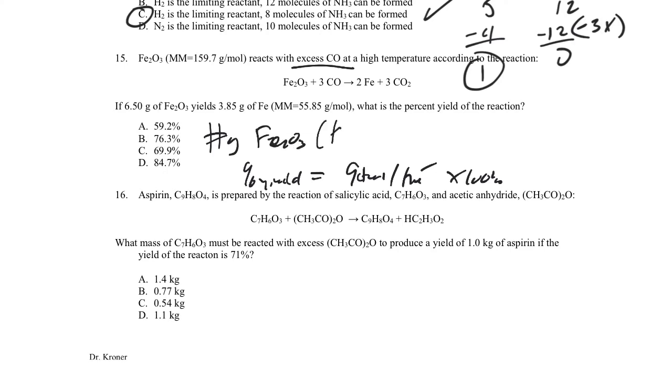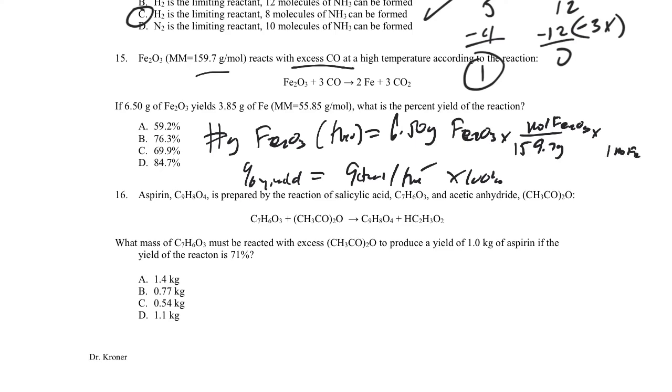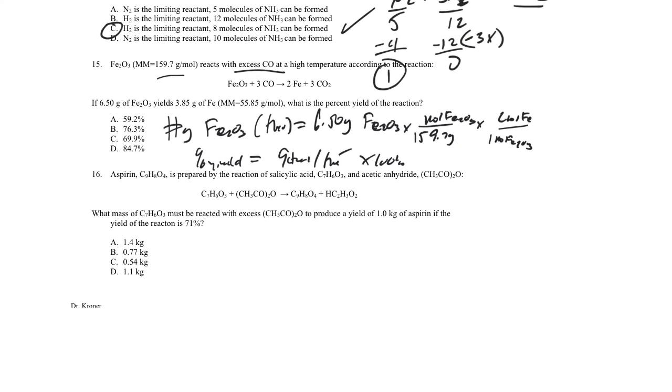The number of grams of Fe, our theoretical yield, would be equal to taking the 6.50 grams of Fe2O3, going to moles of Fe2O3. We're told the molar mass up here, so we'll have to calculate. 159.7 grams per mole of Fe2O3. It's 1 to 2, so 1 mole of Fe2O3 produces 2 moles of Fe. A mole of iron has a mass of 55.85 grams.